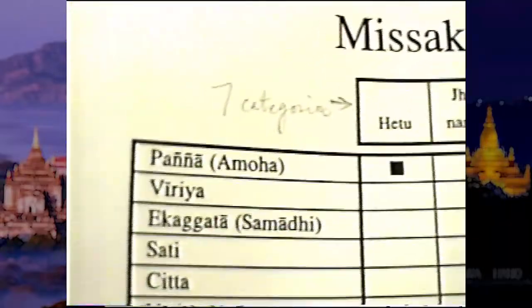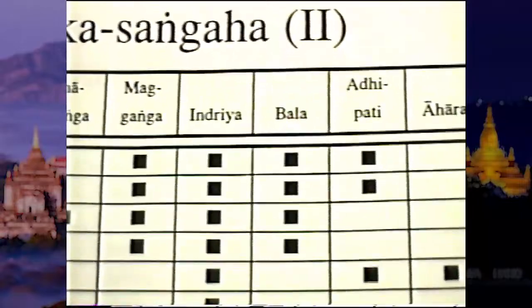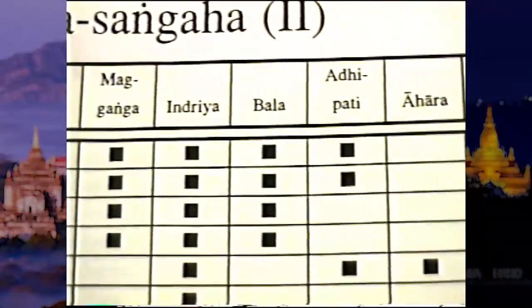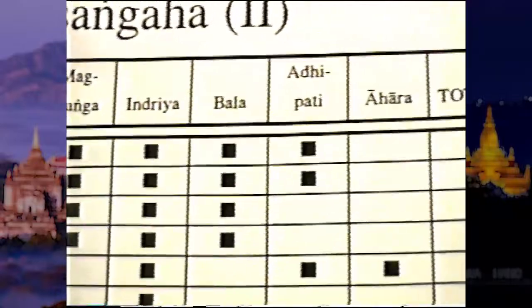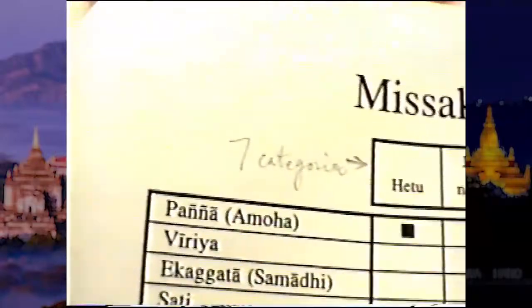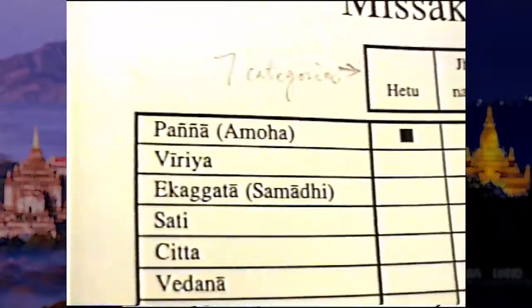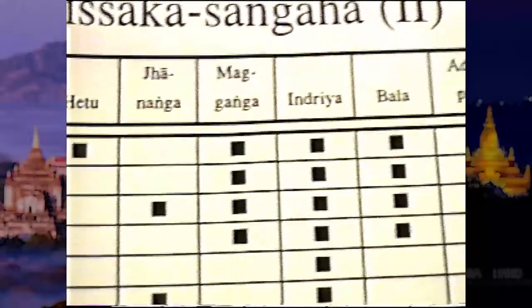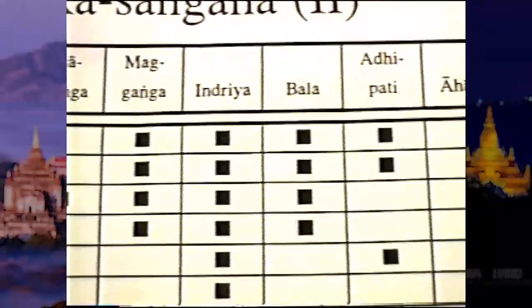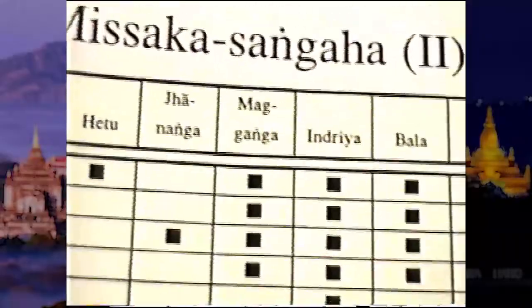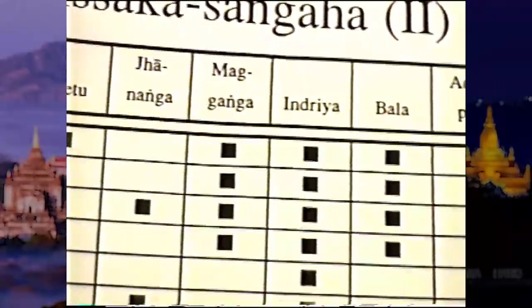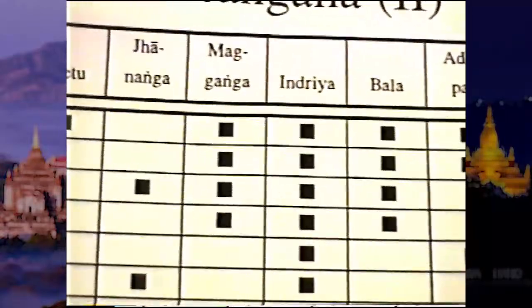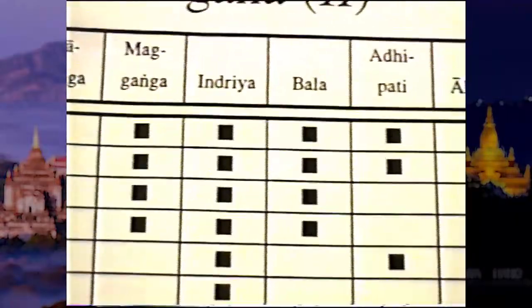Okay, Viriya has 4 names, and they are Maganga, Indriya, Bala, and Adhipati. Then what are the names? Maganga, Samavayama. Indriya, Viriyendriya. Bala, Viriya Bala. Adhipati, Viriya Adhipati. Right. And then Ekagata has 4 names: Jananga, Maganga, Indriya, Bala. So when it is Jananga, what is it called? Ekagata. And Maganga, Samma Samadhi. Indriya, Samadhi Indriya. Bala, Samadhi Bala.